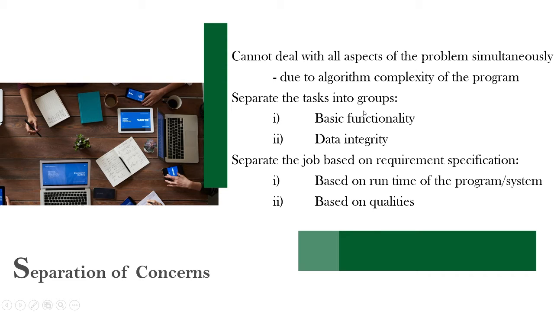So in order to dominate the complexity, we can separate the tasks into groups and conquer them in sequence. The complexity can basically split into two groups, which are basic functionality and data integrity. We could also distribute the job based on the requirement specification of the client or the project itself, such as based on the runtime of the program or system, or based on the qualities of the program. This can help us to use time efficiently and won't confuse ourselves with the problem from all aspects.